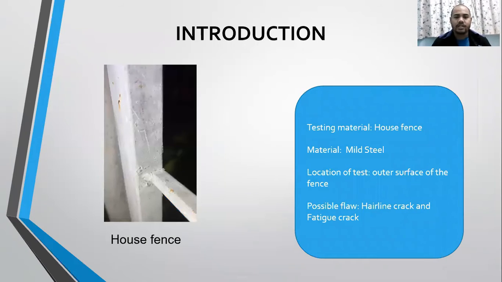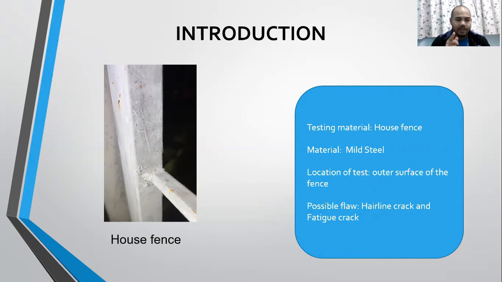Alright, for the introduction, we chose the house fan as the testing material because it uses mild steel. Mild steel has many types of defects that occur on the outer surface. As we can see, the location of the test is the surface of the fence, the metal on the outside, on the weld side, right?